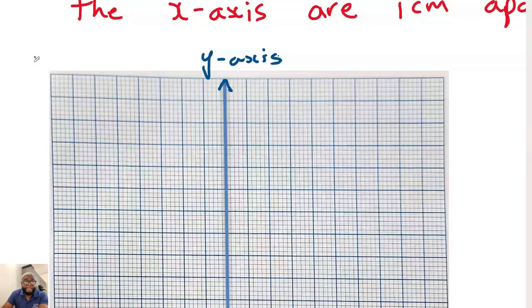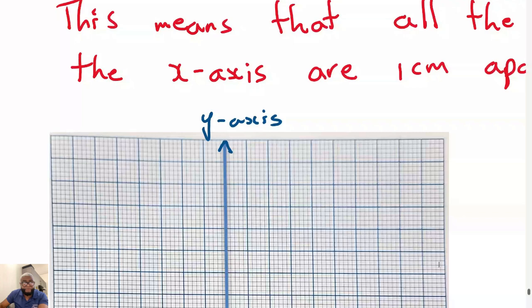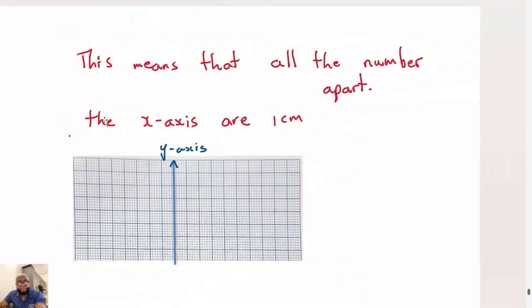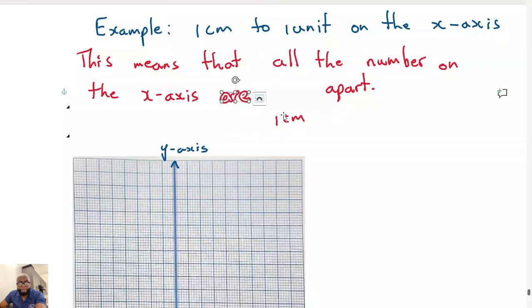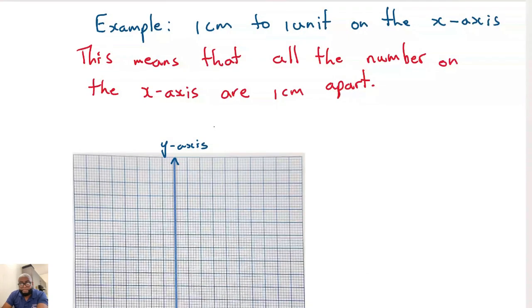So we're going to write the scale that we're going to use. You write the scale above your page. So you put in scale. Your scale would be 1 centimeter to 1 unit on both axes. That's what we're going to run on both axes. 1 centimeter to 1 unit.